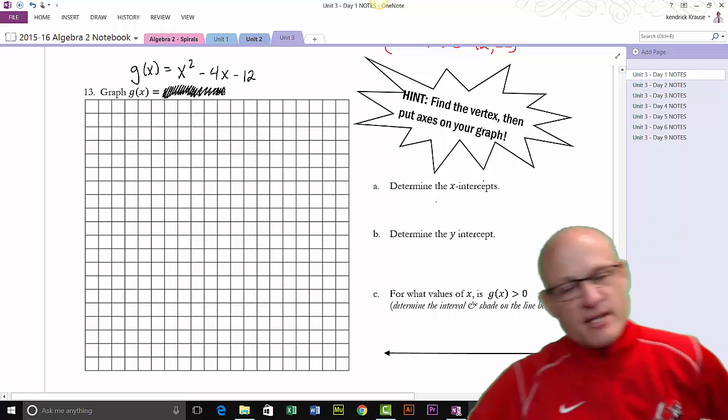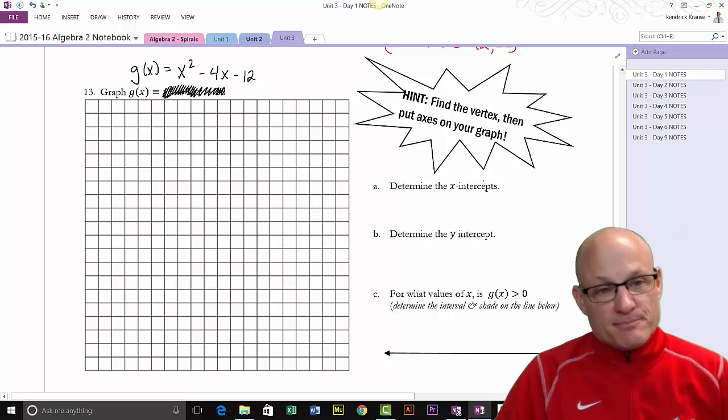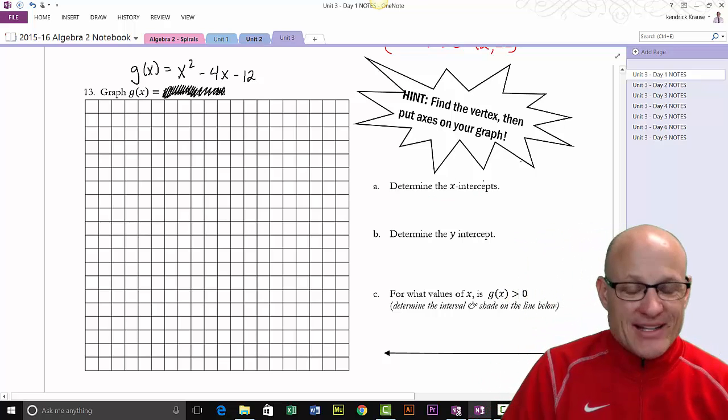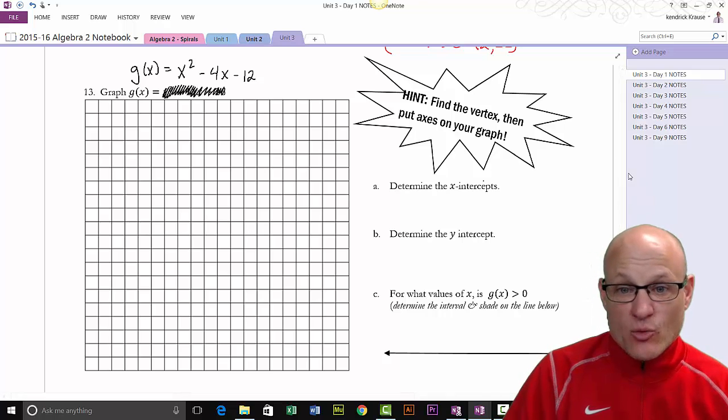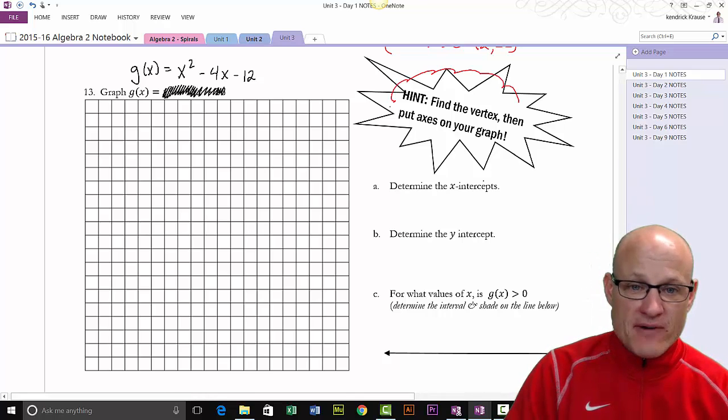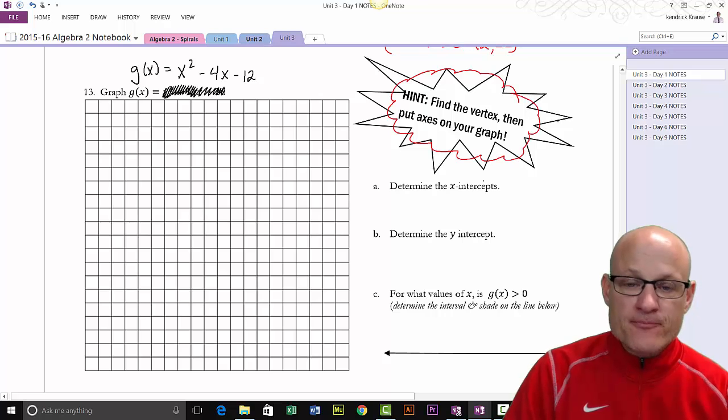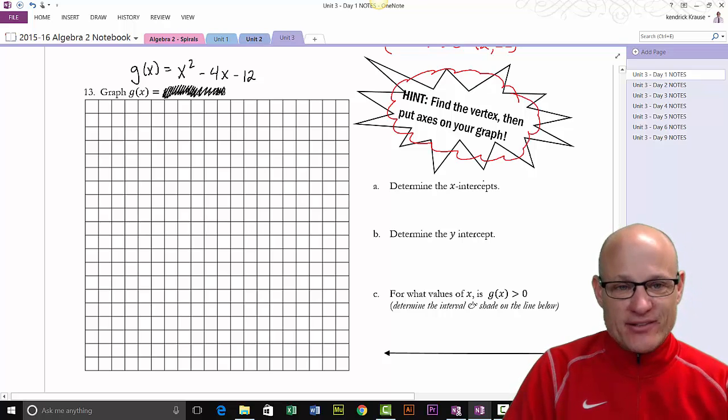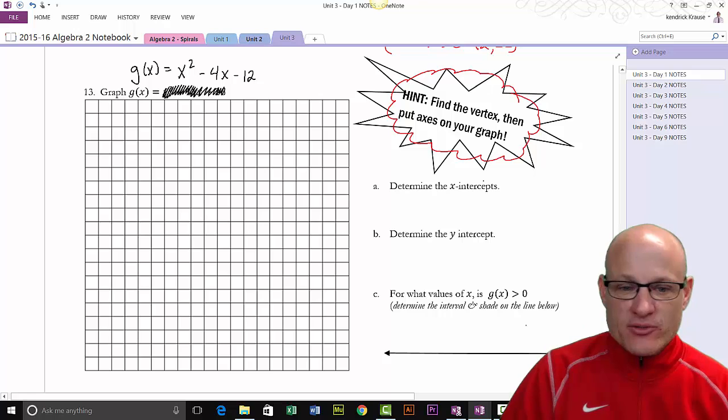Okay, I changed this problem too. Had to take a little break there. I changed this problem too. But what we got to do is sketch this thing. Now notice I didn't give you the axes. So what I want you to do is think about finding the vertex first and then doing the axes. So in order to find the vertex, let me scroll down.